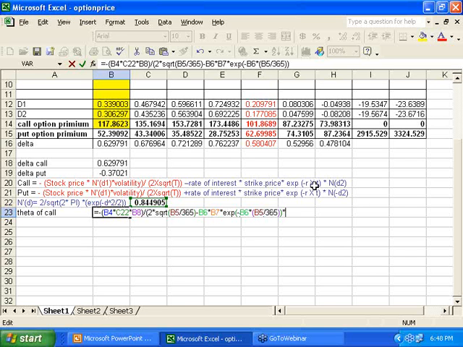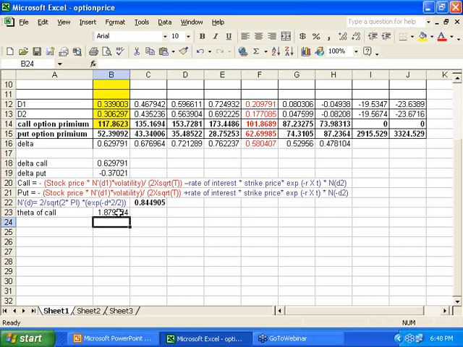Now the normal distribution part is left out. So NORM.S.DIST of your d1 we have taken, and once this work is over, the entire NORM.S.DIST work is over. The original bracket which started from the 2 into square root of time must be closed, and now you get the theta of the call option as 1.87.